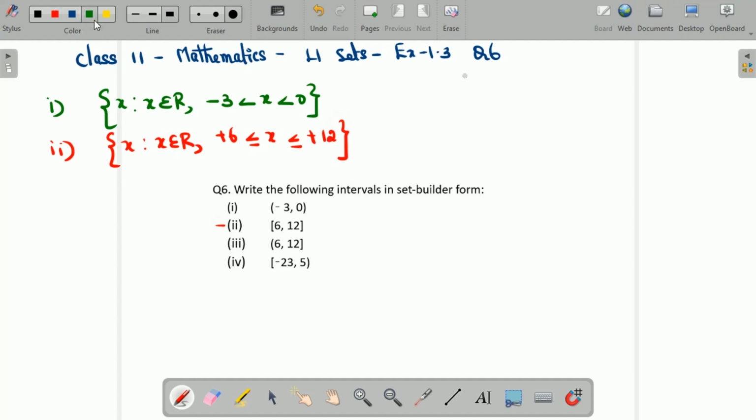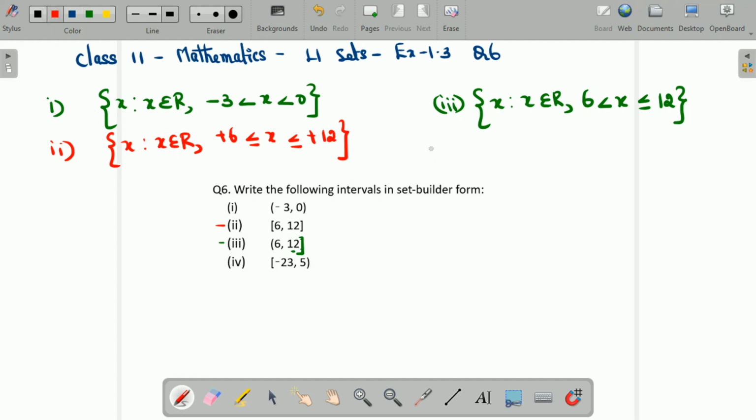Now let's take up the set builder for the third one. Since it is set builder, we will start this as x such that x belongs to R. Now you see 6 is not part of it, but 12 is given within a square bracket. So we are going to write this as 6 less than x less than or equal to 12. Because 12 is part of it, I have to put an equal to sign also here. So this is going to be for the third one.